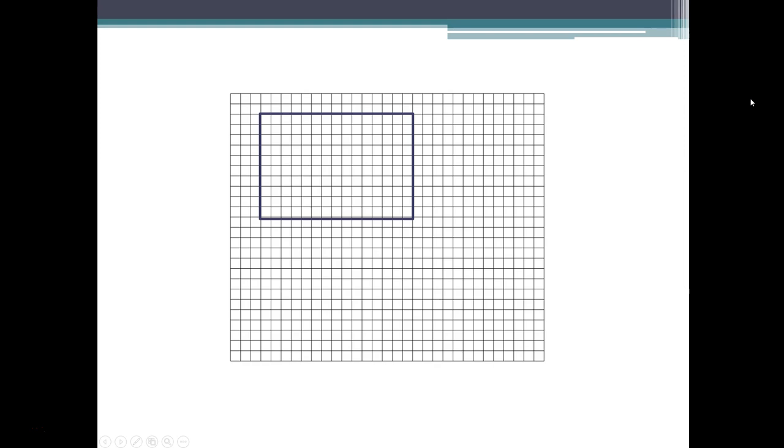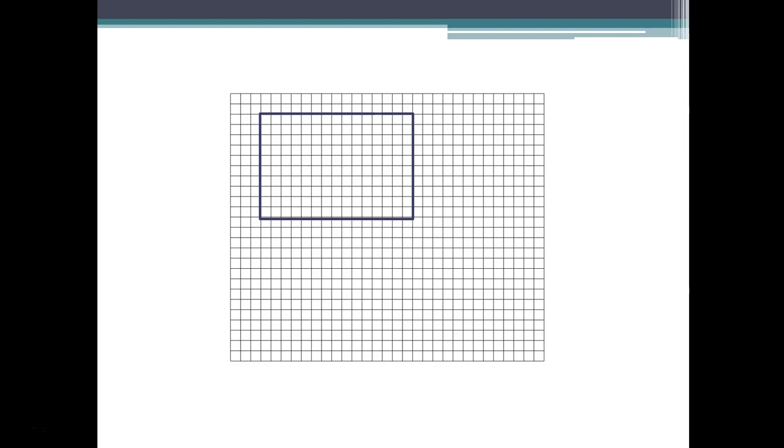All right, let's start with this rectangle. I purposely gave you a rectangle here where it's a nice perfect number of squares inside that you can count up to get the area. But we're still going to use this to help us figure out a formula for finding area of a rectangle.